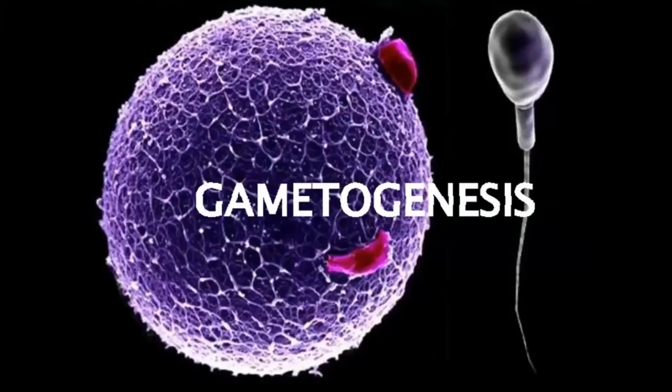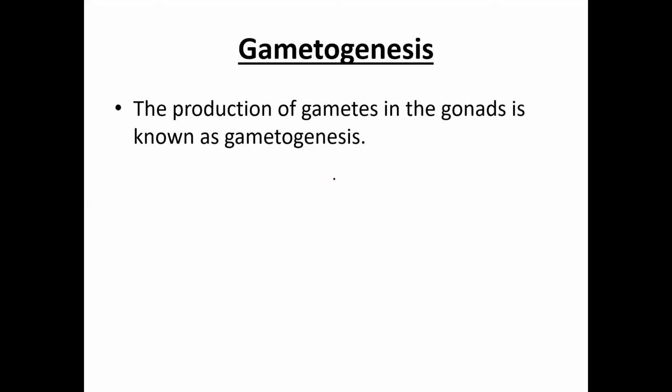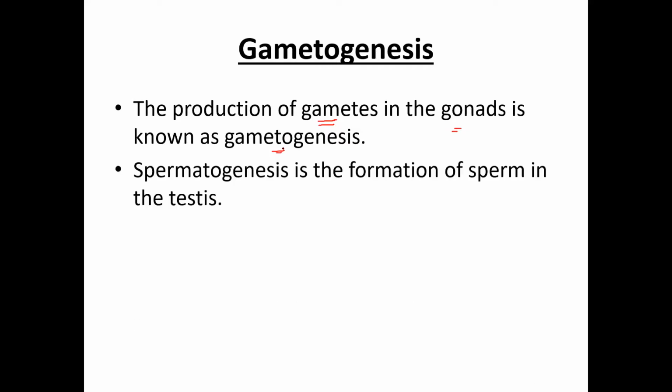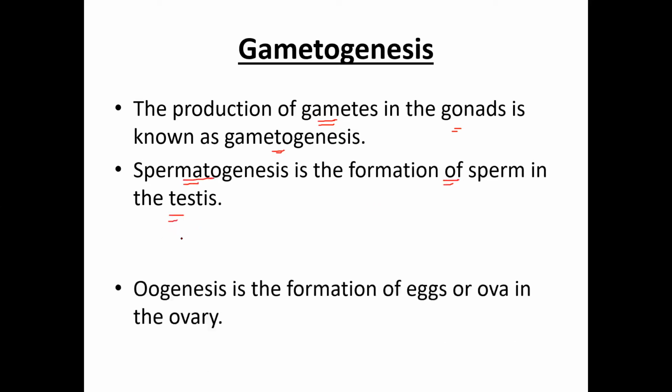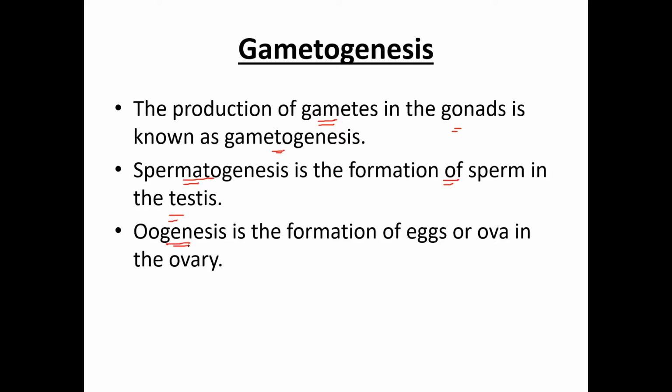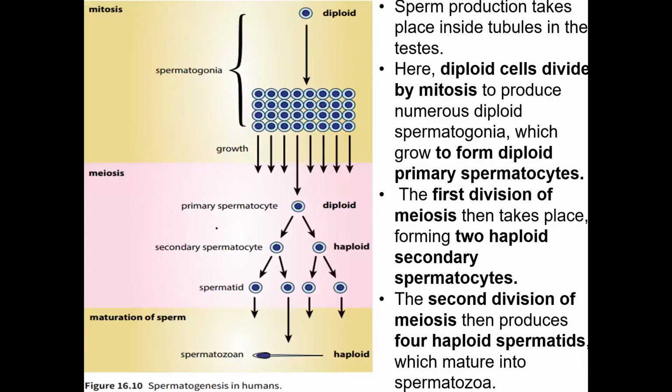All right, then. So in this lesson, we are going to talk about gametogenesis, and it is the production of gametes in the gonads, right? So if it is the male gonad, it would be spermatogenesis, and is the formation of sperm in the testis, right? And if it is oogenesis, it is the formation of eggs or ova in the ovary, right? So the gametogenesis in males is known as spermatogenesis, and in females it is known as oogenesis, right?